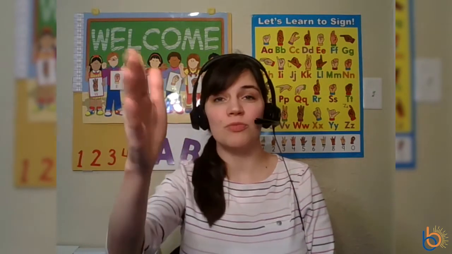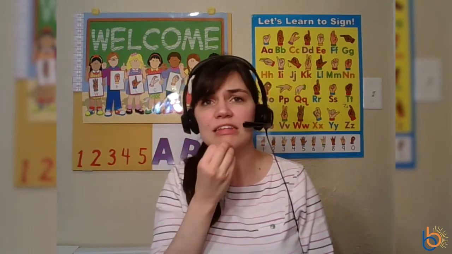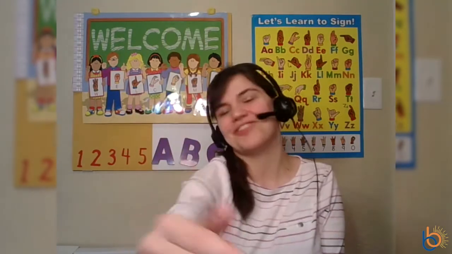To sign will or future, just use a flat hand and move it forward. In the future, or I will do that. They're the same sign. If you're talking about way in the future, move your hand far. You can even squint your eyes like you're looking far into the future. Or if it's just in a few minutes, just move your hand a little bit. So we can say, oh, in a few minutes I will eat dinner. Or we can say, in 10 years I will graduate.